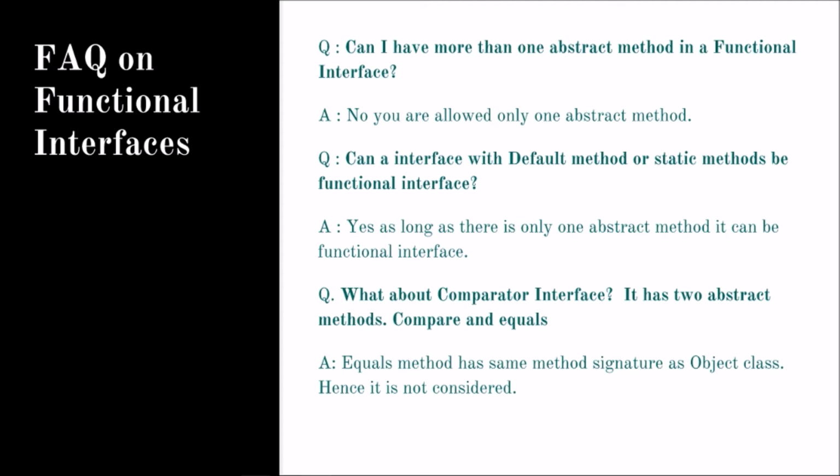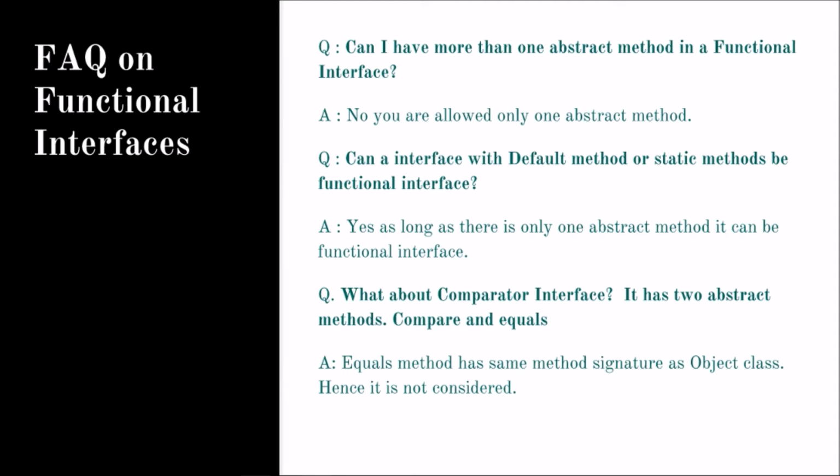We saw in the last tutorial in this series what default methods are. There is also a possibility that you can declare static methods in interfaces. So can you have an interface which has one abstract method but also has default or static methods? Yes, the answer is yes. The rule, again, is that it can have only one abstract method. Other types of methods are still allowed.